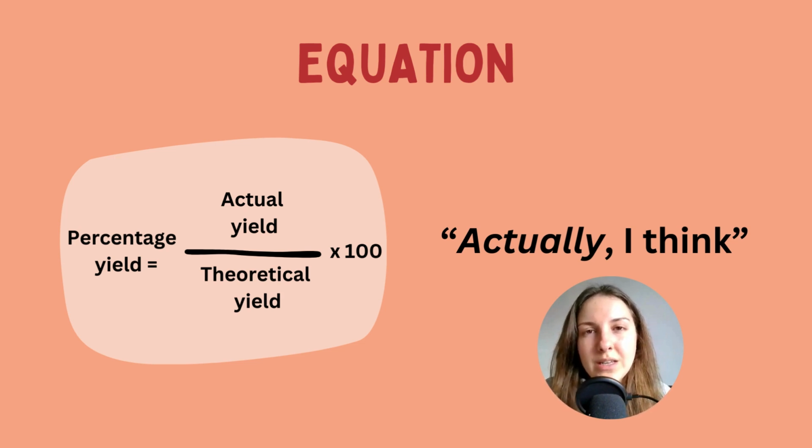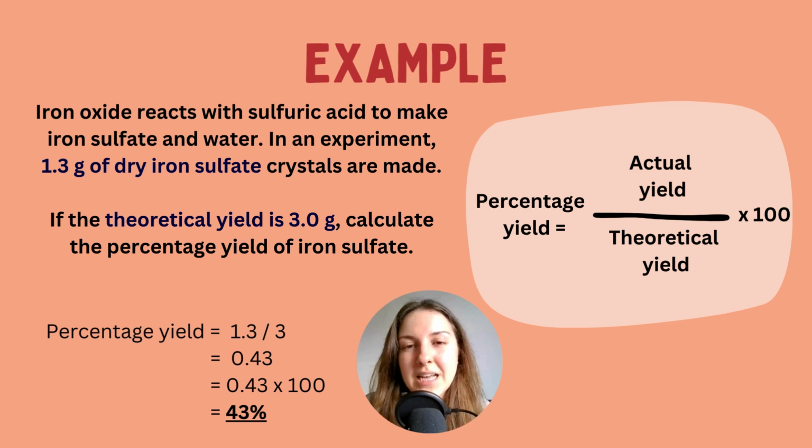Make sure your actual yield is your numerator and your denominator is the theoretical yield. And don't forget to times by 100 to get it into a percentage as well. So here's an example. It says iron oxide reacts with sulfuric acid to make iron sulfate and water.